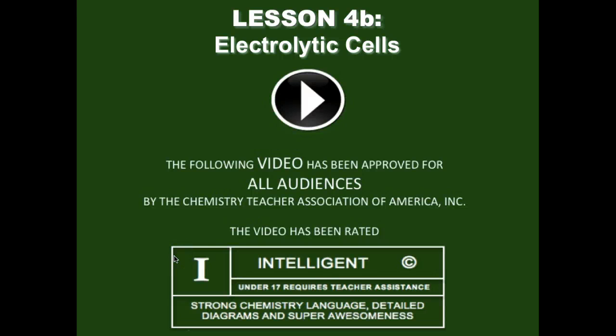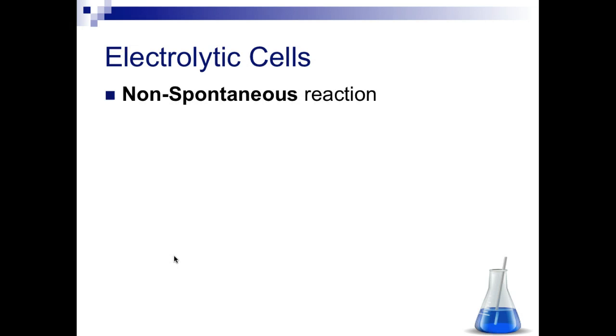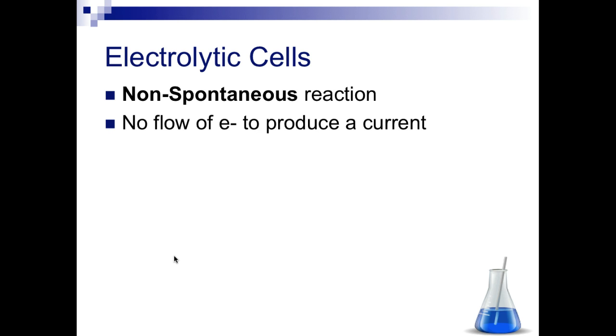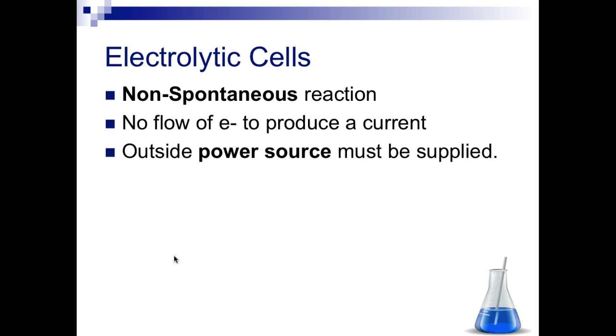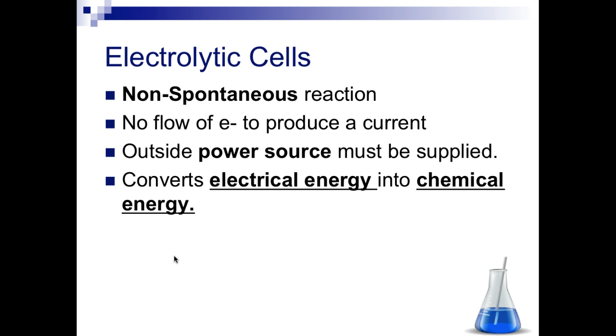Alright guys, let's look at lesson 4B, which are electrolytic cells. These are different than voltaic cells that we talked about in the last one. Electrolytic cells are non-spontaneous reactions. There's no flow of electrons to produce a current, and they require an outside power source in order to get this thing to go. They convert electrical energy into chemical energy.